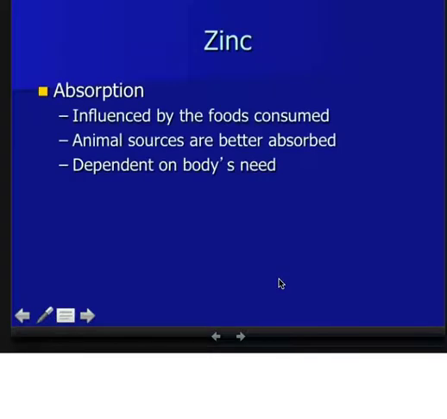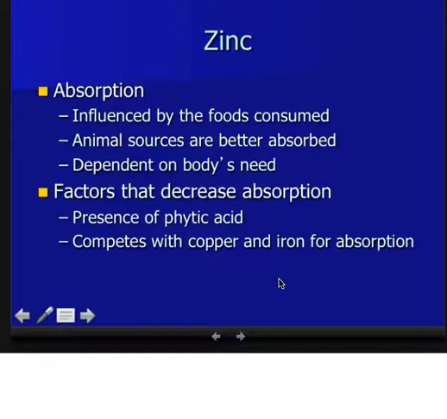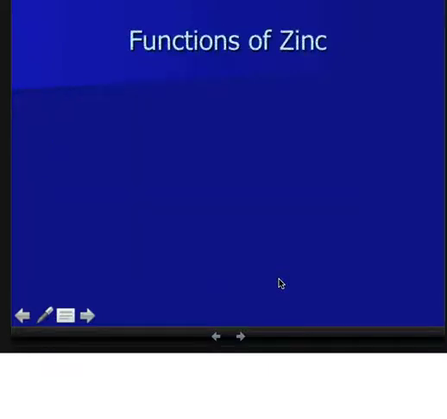If you look at zinc, absorption is influenced by the food that we eat. Animal sources, again, are better absorbed, and it's dependent on the body's need for that mineral. Factors that decrease absorption are the presence of phytic acid. It also competes with copper and iron for absorption. Why? Because it's also a cation. It's about the same size. So what it'll do is it'll fight for those absorptive slots in the GI and can inhibit the absorption of those other cations.